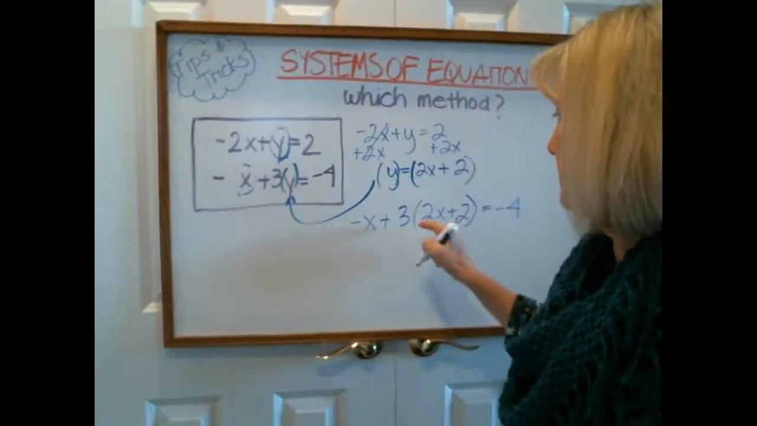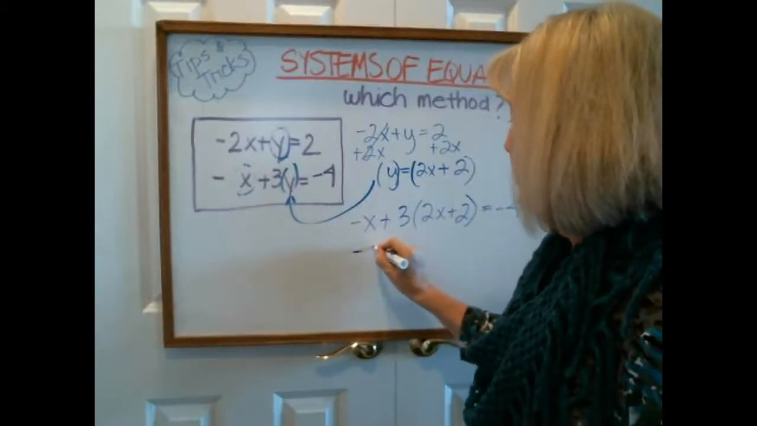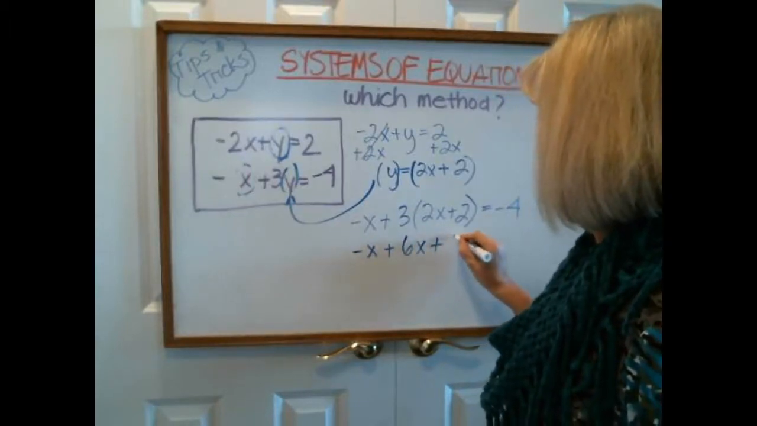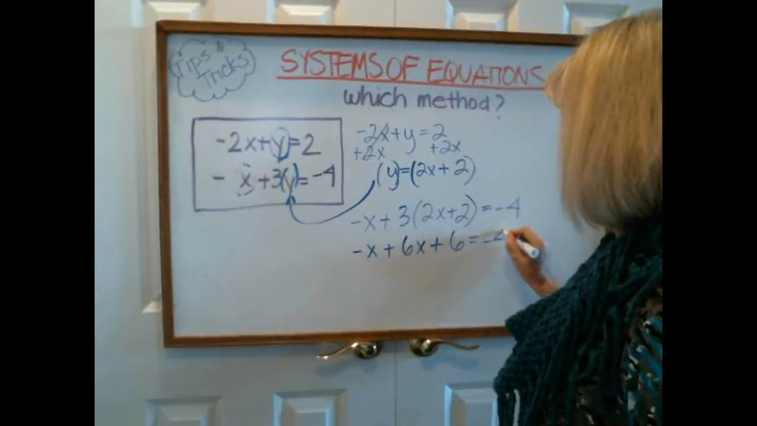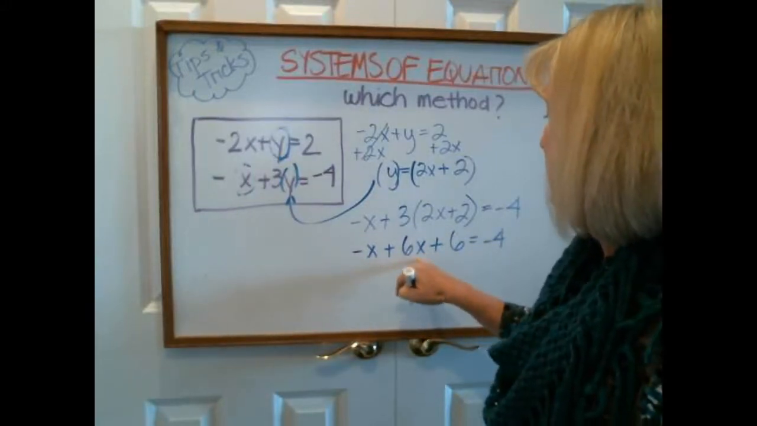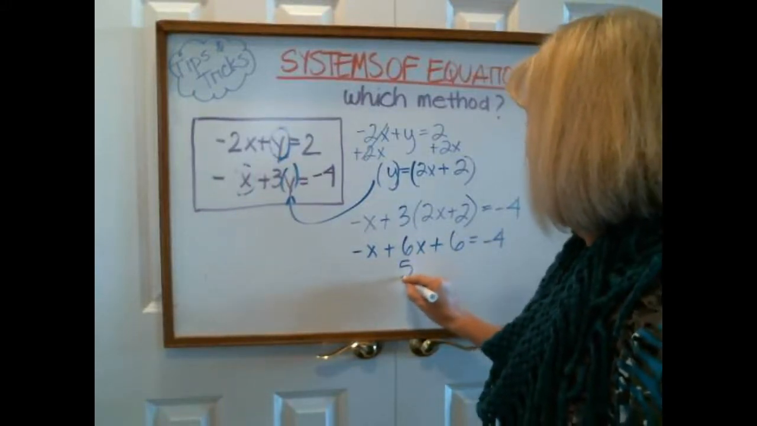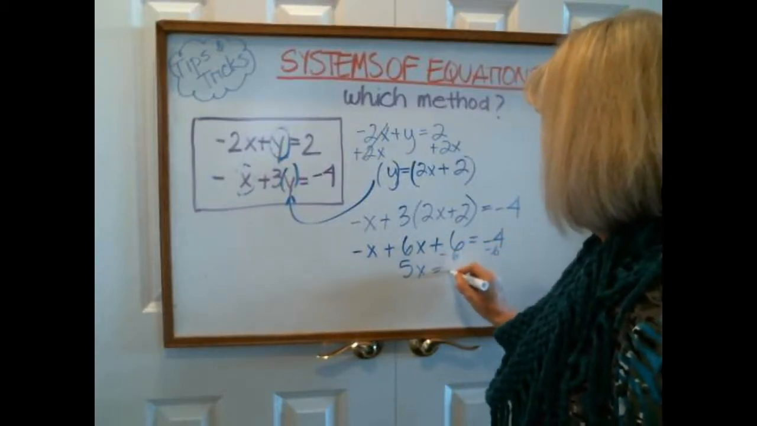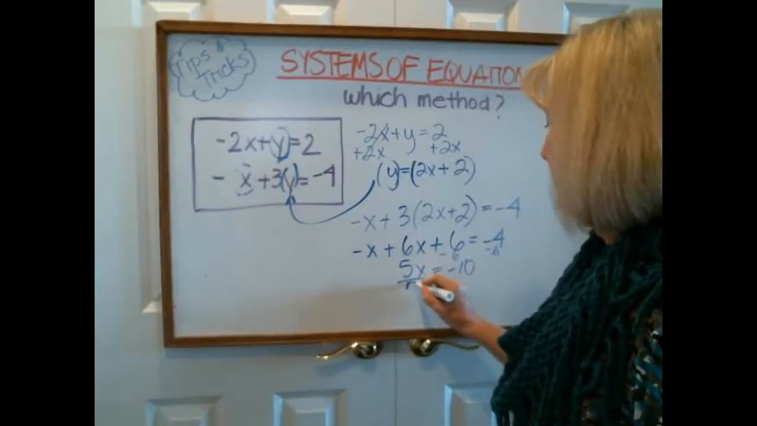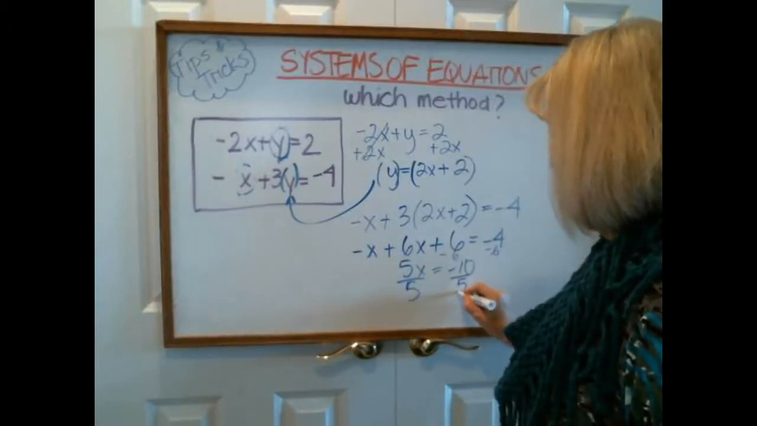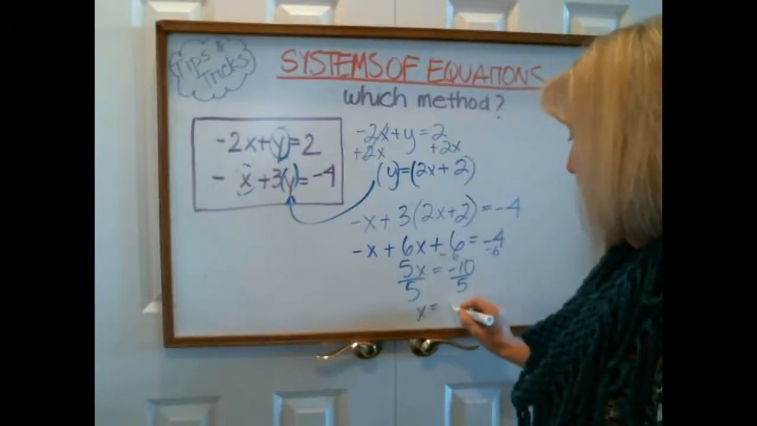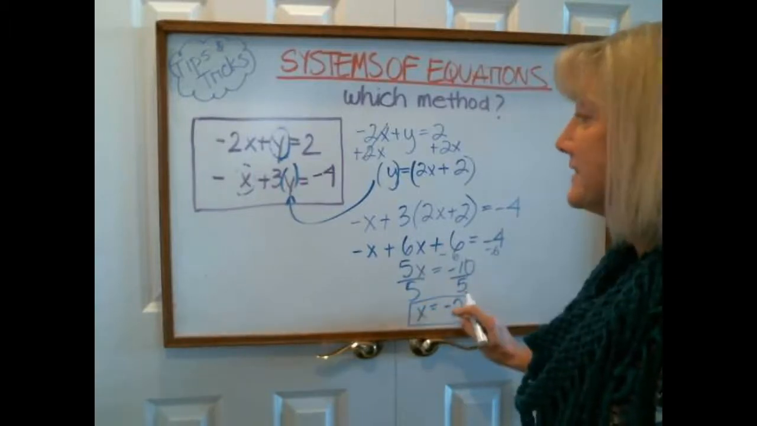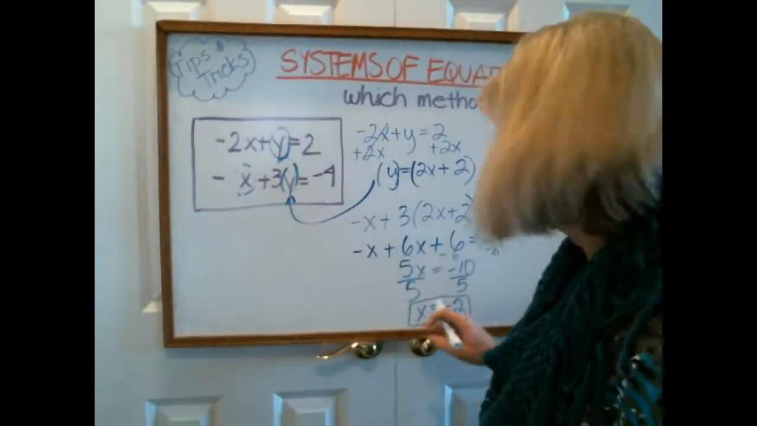So let's go ahead and finish this. We want to simplify this. We get minus x plus 6x plus 6 equals negative 4. Combine the like terms. So this would be 5x, and then we're going to subtract the 6 from both sides, equals negative 10. The last step is to divide by 5, so we get x equals negative 2.